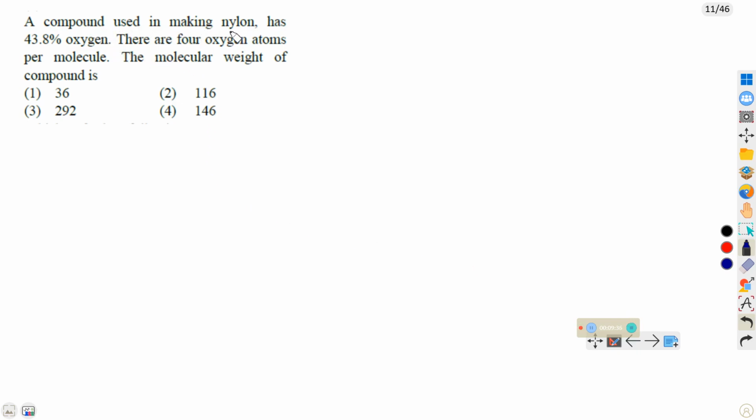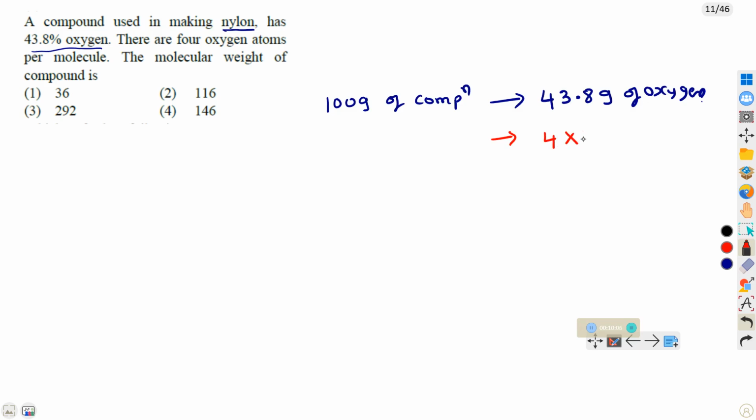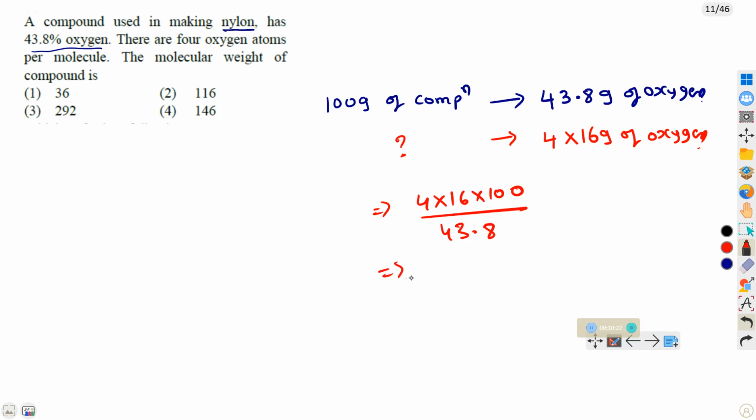A compound used in making nylon has 43.8% oxygen. That means 100 grams of the compound contains 43.8 grams of oxygen. There are 4 oxygen atoms per molecule. 4 oxygen atoms weigh 4 into 16 grams. In that molecule, 4 oxygen atoms are present. Then what is its molecular weight? 4 into 16 into 100 divided by 43.8. Simplify, and you will get 146.12 gram per mole. So the correct option is the fourth option.